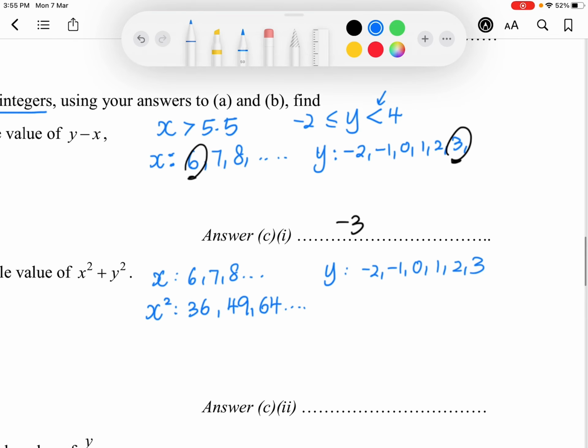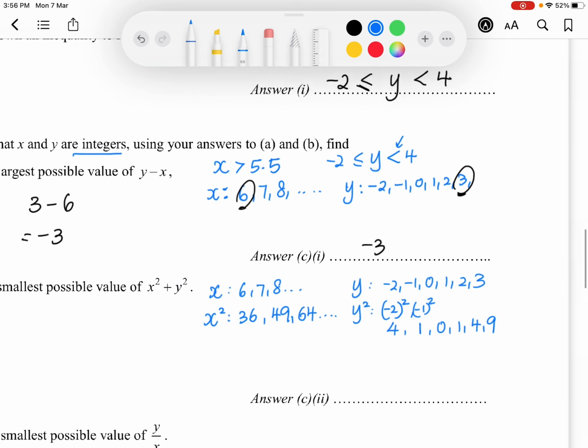What if I have y squared? What is negative 2 squared? If you key it into your calculator with your brackets, it's actually 4. Negative 1 squared will give you positive 1. If you didn't press your brackets in your calculator, you may get a negative 4, then your answer is not correct. So 0, 1, 4, and 9.